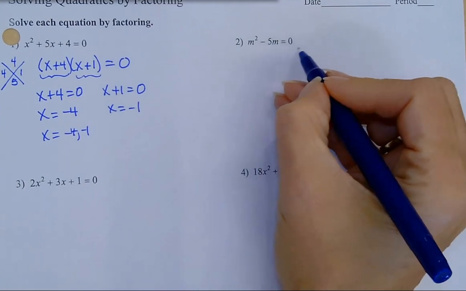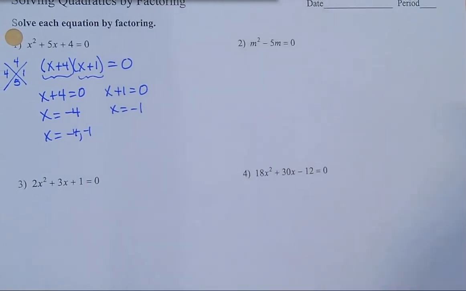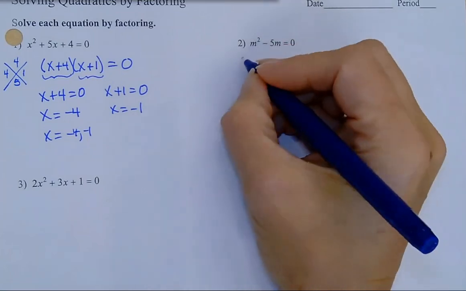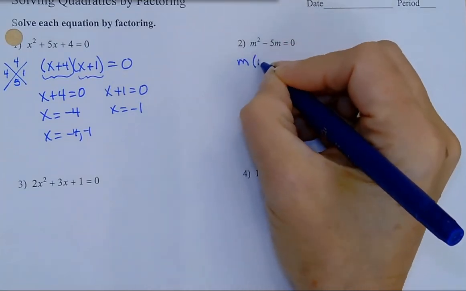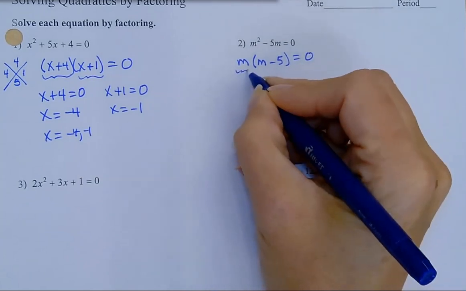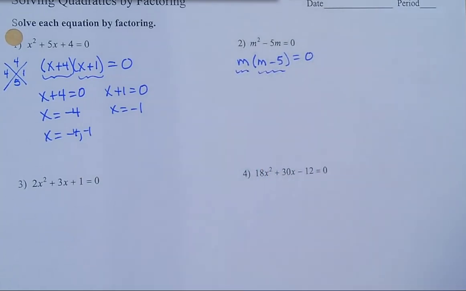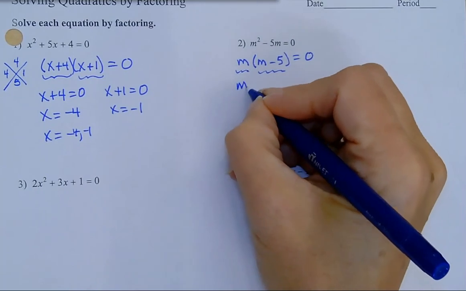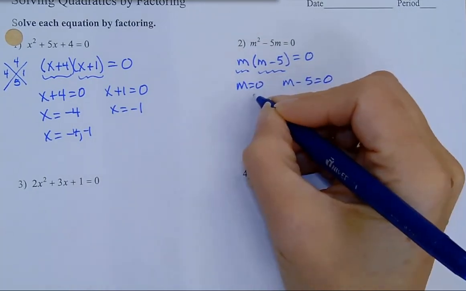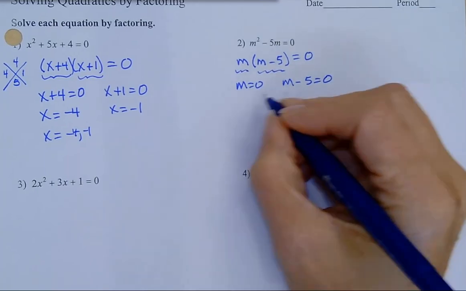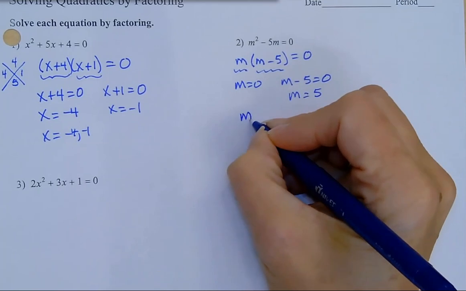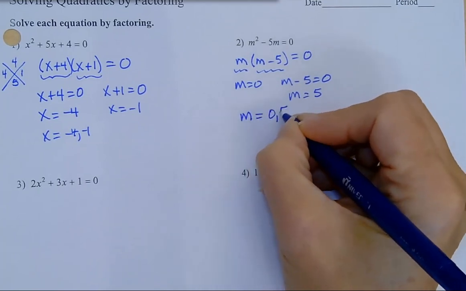m squared minus 5m equals 0. I'm going to try to factor this, and it's not a trinomial, right? I can see that I could pull out an m, and I'm left with m minus 5 equals 0. So that means m is 0, or m minus 5 is 0. Those are my options. M equals 0, I'm done, right? Here m equals 5. So my options are m equals 0 and 5.